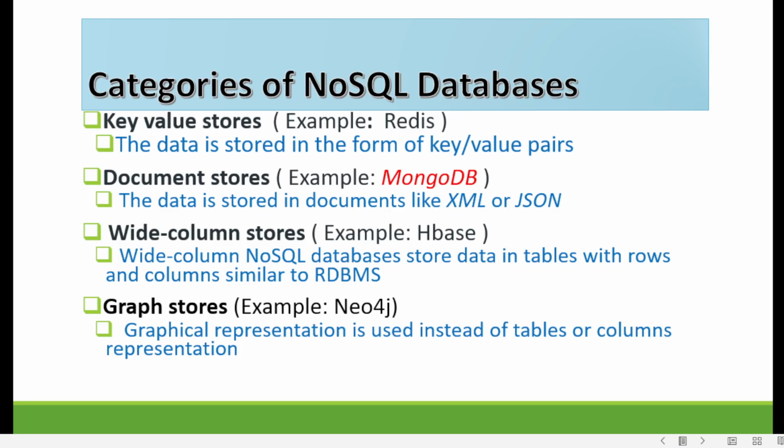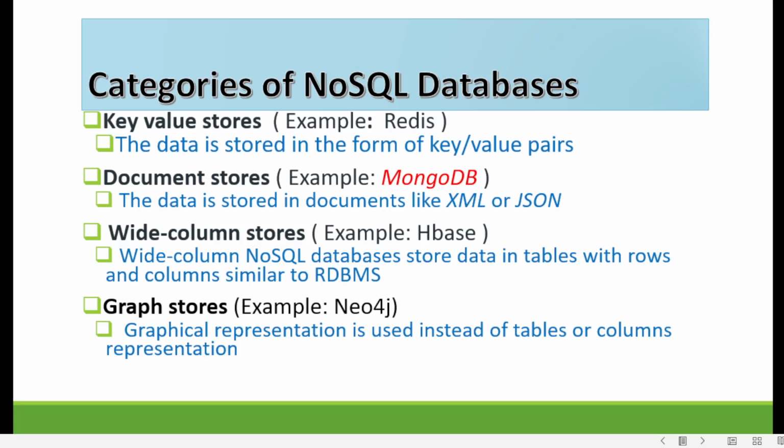There are different categories of NoSQL databases. First is key value stores, in which data is stored in the form of key value pairs. This is the simplest type of NoSQL database. Key value stores have fast query performance.